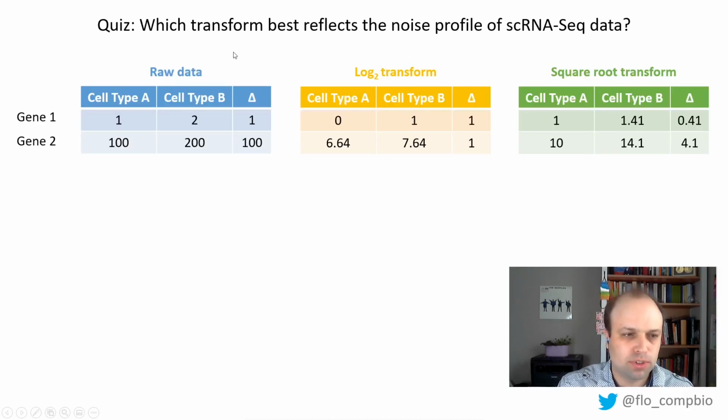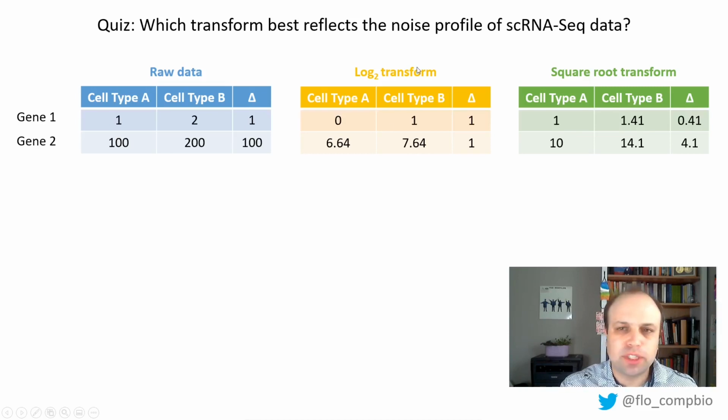Which of these transforms is the most appropriate or most fitting for this type of noise profile? I think it's clearly the square root transform, because after a square root transform, you assign weight to each measurement roughly proportionally to how accurate that measurement is. And that seems logical. If you have a very accurate measurement, you want to give that more weight than a really noisy measurement. It doesn't make sense to treat really noisy measurements equal to very accurate measurements.